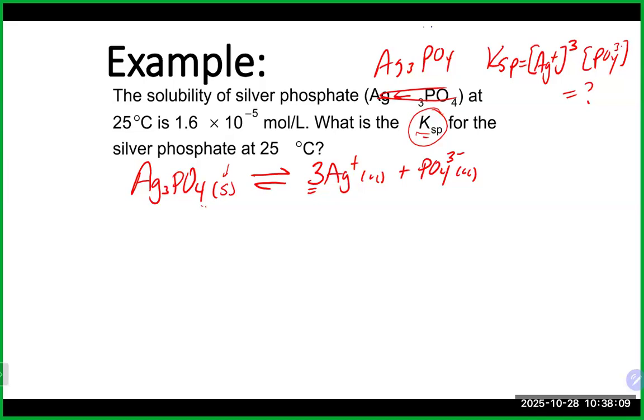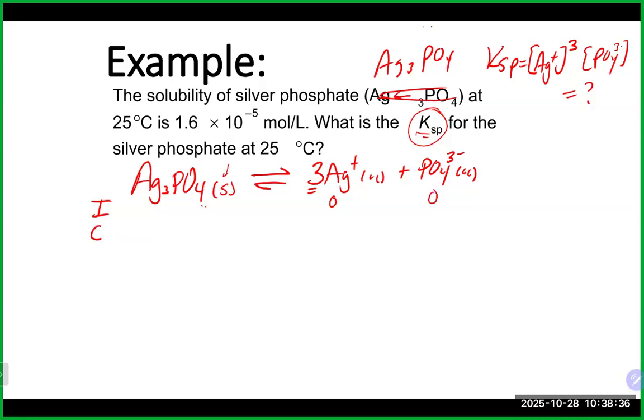All right, so we're going to do an ICE table here. Because the compound on the left is a solid, do we normally worry about solids in equilibrium? We don't, so we just leave it alone. We're just going to go to the other side, and we're going to start with zeros. It's safe to assume zeros, unless there's some other information that tells you not.